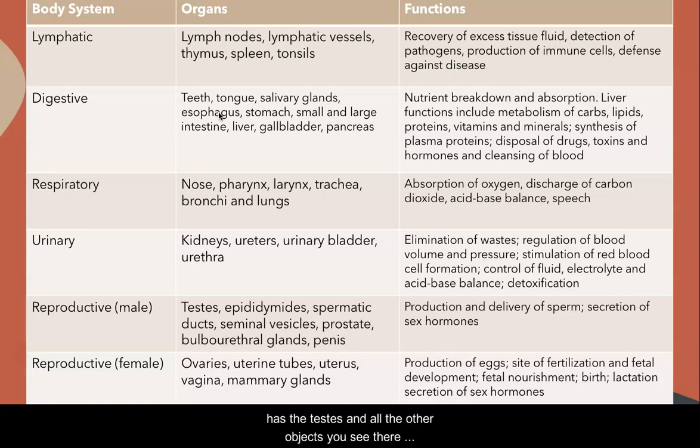Of course, the male has the testes and all the other organs you see there. Reproductive for the female, ovaries, and everything else there. I'll let you read that and copy that down. But the functions for the male: production and delivery of sperm, secondary sex characteristics through sex hormones. Same for females except production of eggs, site of fertilization, fetal development, nourishment, birth, lactation, and secretion of sex hormones.